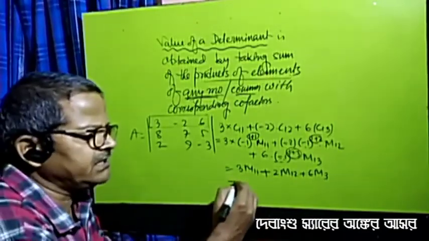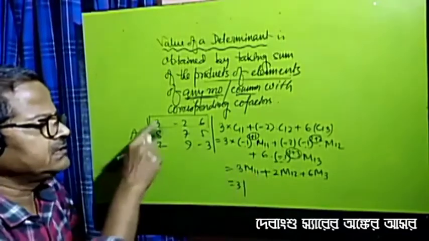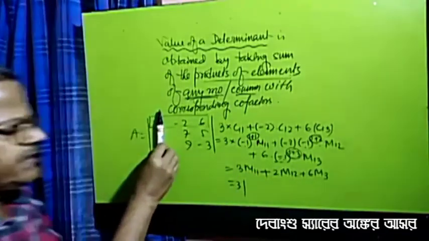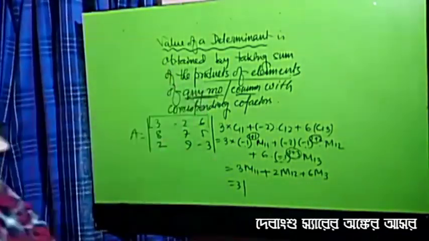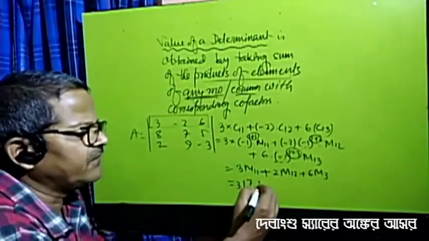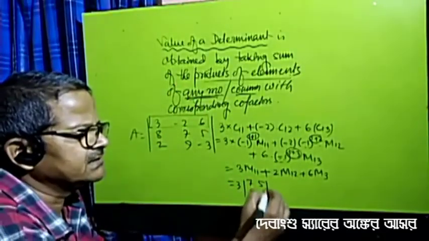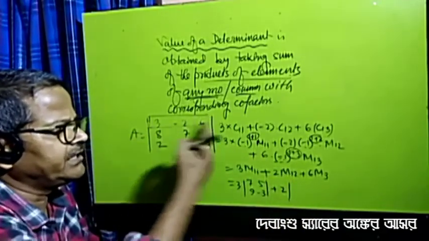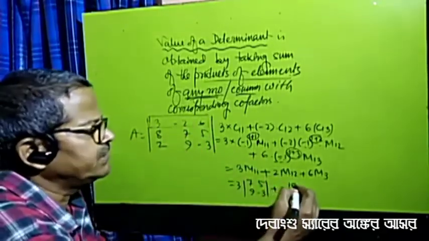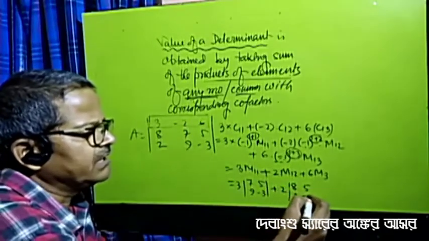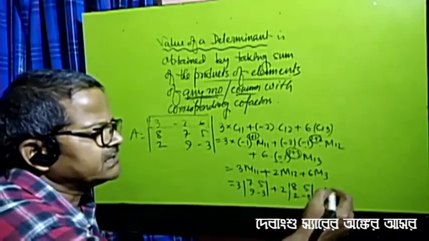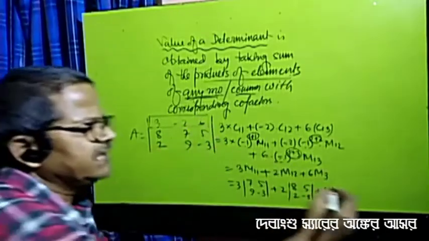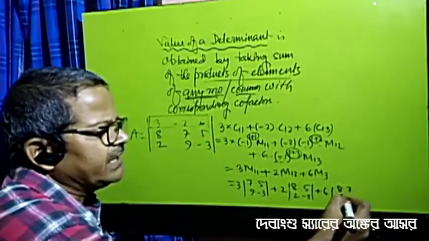Now M11 is the determinant obtained by eliminating first row, first column. So it is 7, 5, 9, minus 3. Plus 2 into M12. I have to eliminate these two. So it gives you 8, 5, 2, minus 3. And it is 6 into M13, that is 8, 7, 2, 9.